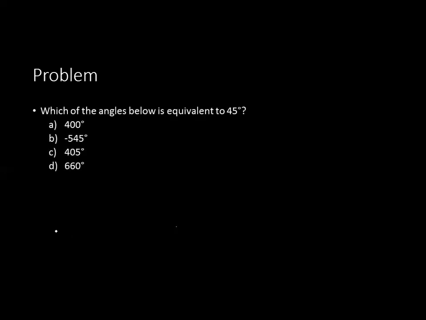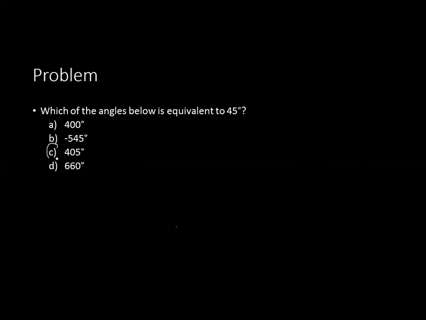Which of the angles below is equivalent to 45 degrees? A, 400 degrees. B, negative 545 degrees. C, 405 degrees. And D, 600 degrees. So what do you think is the answer? The answer here is letter C.